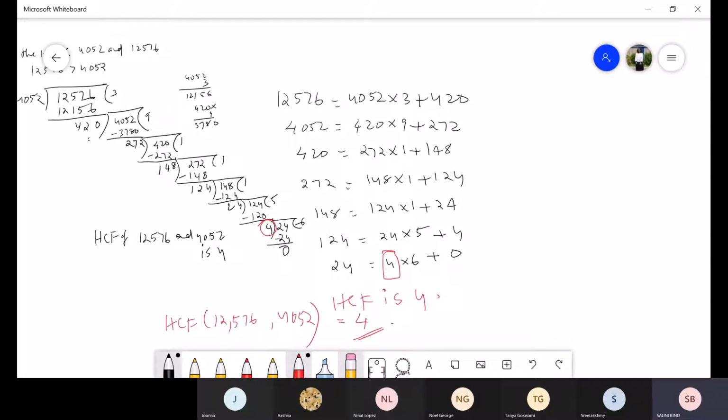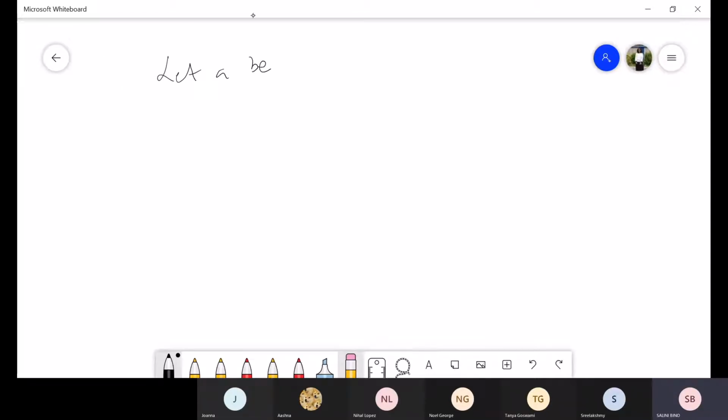In this chapter we are using Euclid's division algorithm for only positive integers. It can be extended to negative integers also, but we are considering positive integers only. Except 0, we can take all the other integers. But here we are taking only positive integers. A, B, any positive integer.